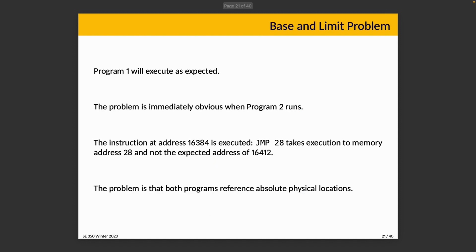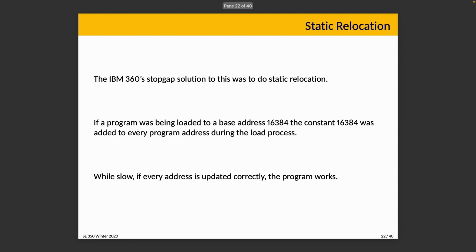The problem is that both of these reference absolute physical locations. Now, the IBM 360 did static relocation, so when a program was being loaded with a base address like 16,384, this constant was added to every program address during the load process. That's kind of slow. As you're loading the program, imagine scanning it and looking for every memory address and then updating the memory address to be whatever it was before plus the base. Okay, if we're able to successfully do that, the program works.